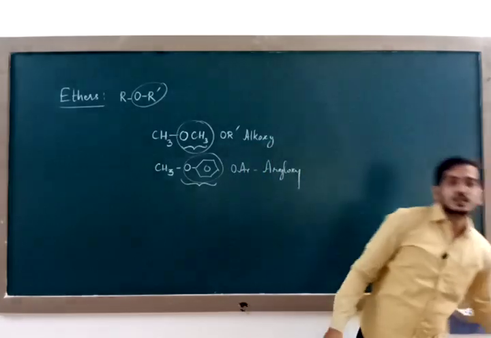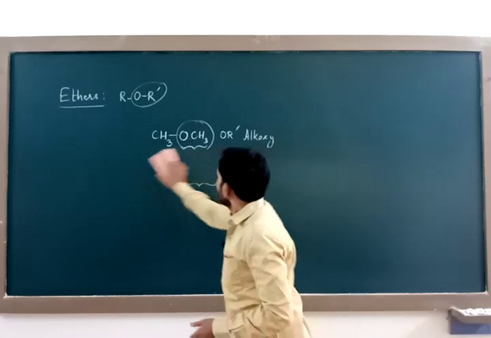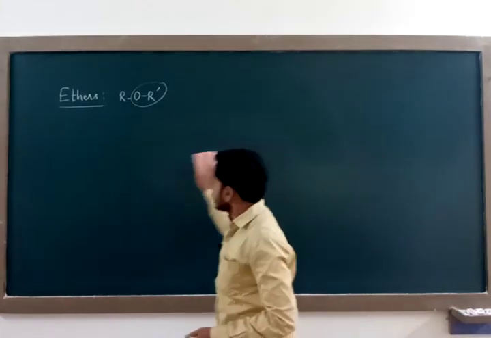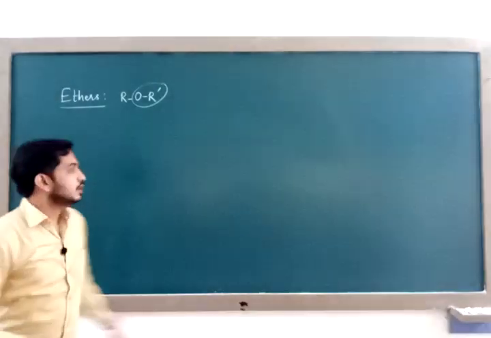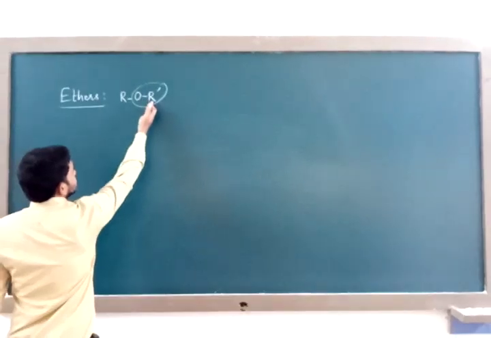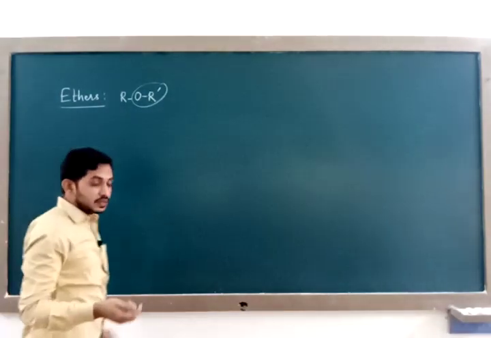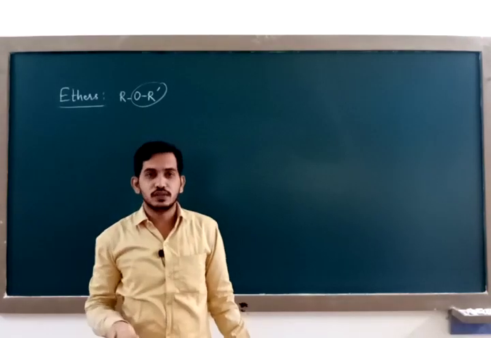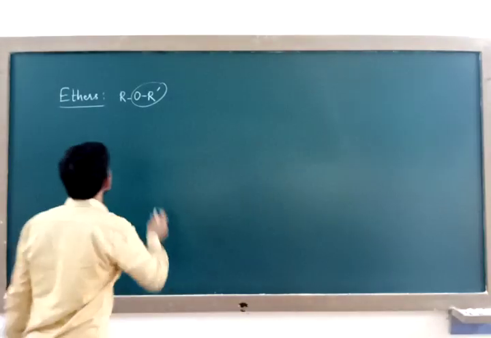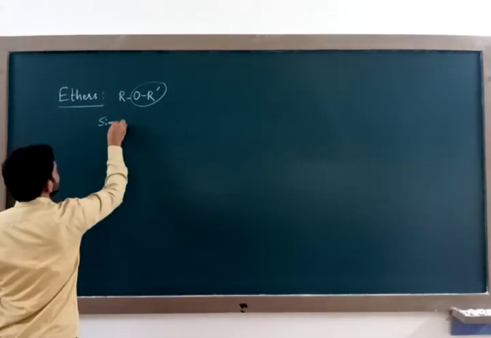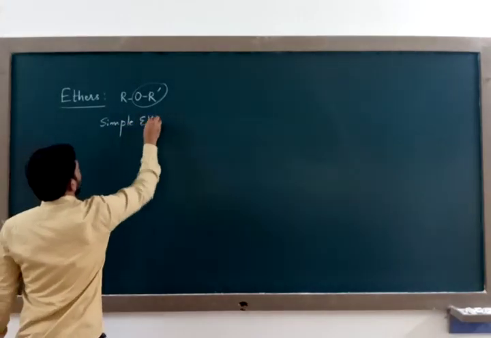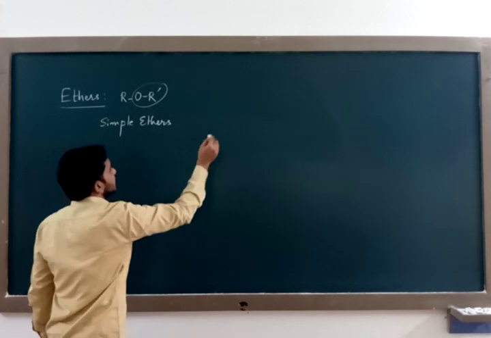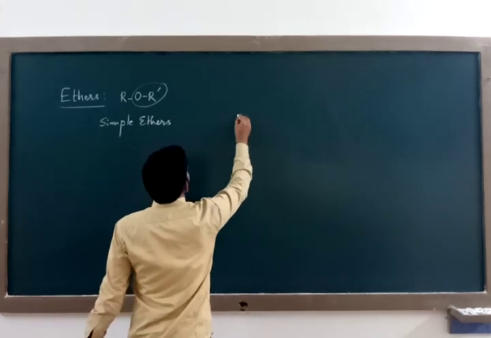Let us see how these are classified. Ethers are classified into two types, based on the nature of the R group, whether it is an alkyl group or an aryl group. One classification is simple ethers and the other is mixed ethers.